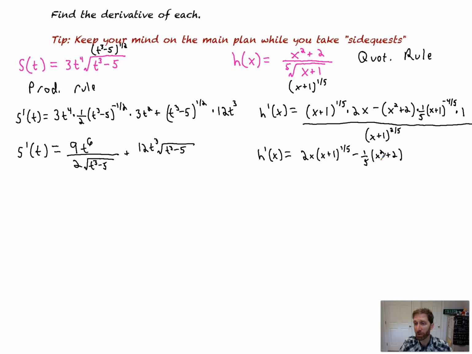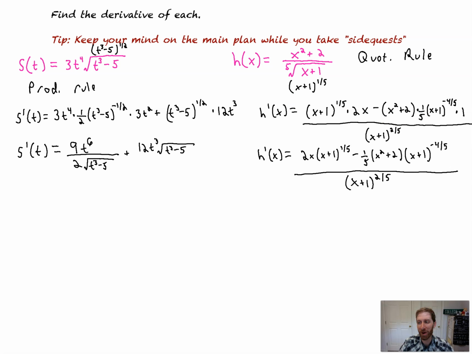And if you want to, you could put that all in the denominator or keep it as x plus 1 to the negative 4/5, however you want to do it. The 1 times that was just negative 1/5, all over x plus 1 to the 2/5. And are there other ways textbooks are going to simplify it? Sure. I'm more concerned with your ability to take a derivative and get to here.